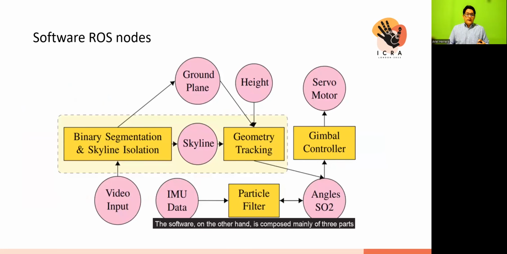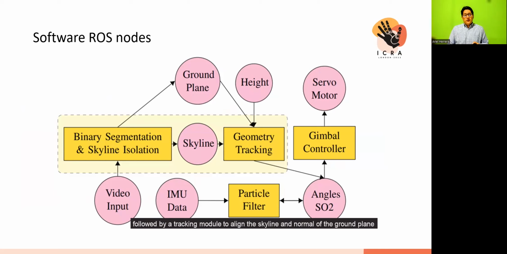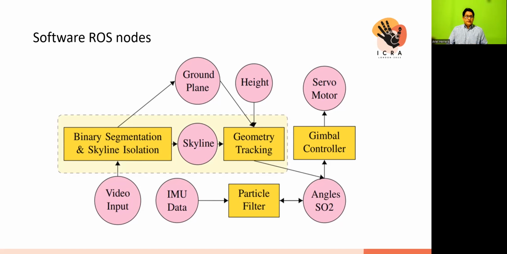The software, on the other hand, is composed mainly of three parts. The pre-processing part, including the network model and geometric primitive extraction, followed by a tracking module to align the skyline and normal of the ground plane in the current frame with those in the reference frame. The compensation angles from various pipelines are then fed into the proposed particle filter to obtain fusion orientations, further as input for the controller to stabilize the camera.